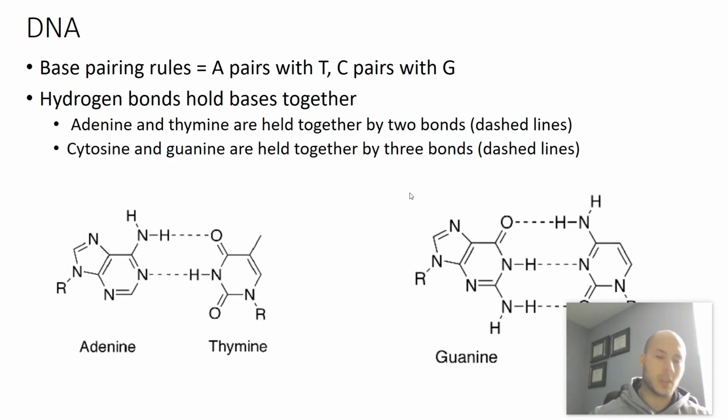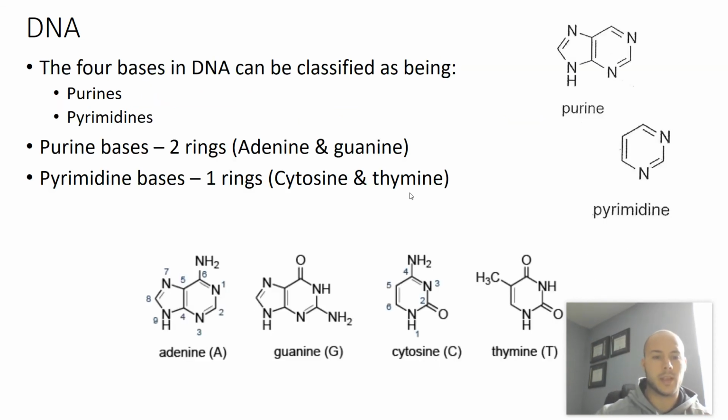So let's go through this and I'll tell you the way to remember it. The base pairing rules. A pairs with T, C pairs with G. We've already talked about that. Hydrogen bonds hold these bases together. Adenine and thymine are held together by two bonds, represented by the dashed line, and cytosine and guanine are held together by three bonds, which is the other dashed line. So if we go back to here.